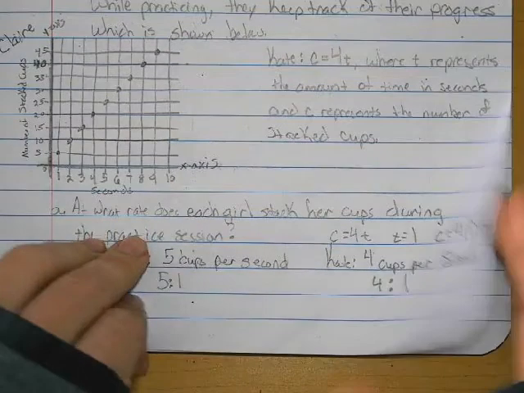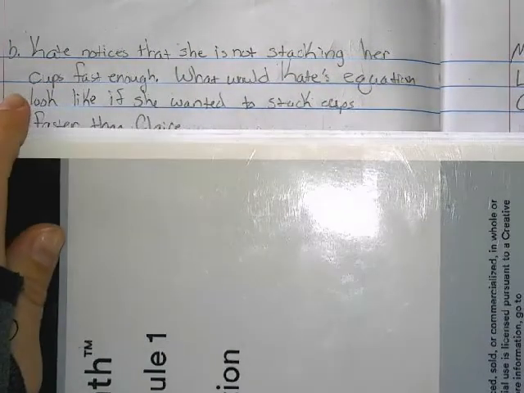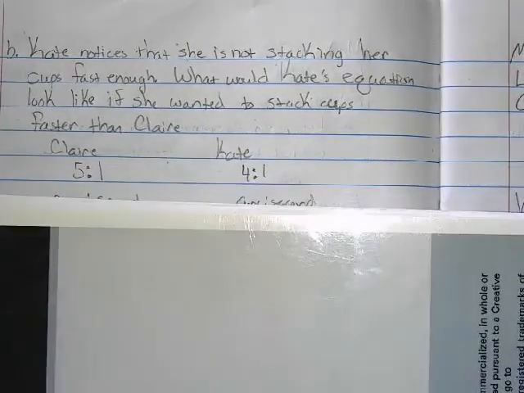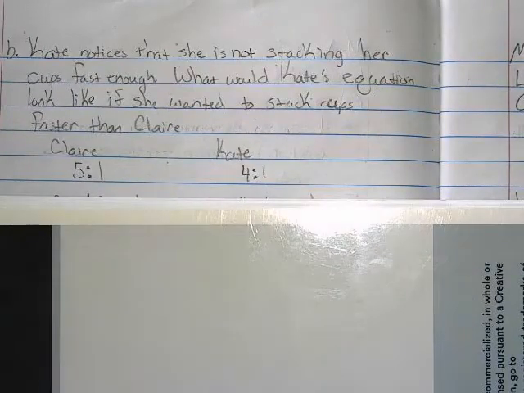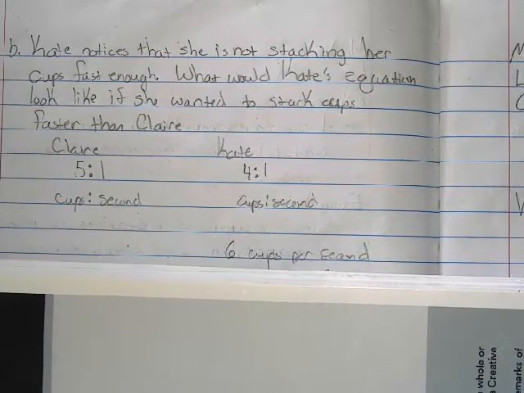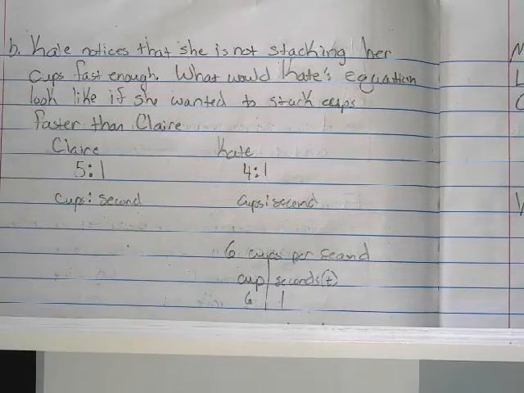Now question B: Kate notices that she isn't stacking her cups fast enough. What would Kate's equation look like if she wanted to stack cups faster than Claire? Well, Claire is 5 cups per second, so we need Kate to be more than 5 cups per second. You could pick any number, honestly, to answer this question. Claire is 5 to 1, Kate is 4 to 1, cups per second. The first number bigger than 5 is 6. So if Kate were to do 6 cups per second on a ratio table, that would be 6 over 1.